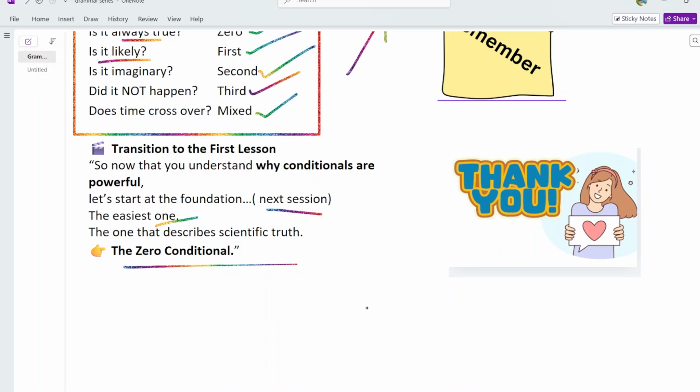As I told you, in the next lesson, we will be starting with the foundation and the simplest one that describes the facts and the scientific truth, and that is your zero conditional. So trust me once again that if you understand this, the rest of the conditionals will make your life easier. If you understand this topic, using conditionals will pretty much become really fluent. So you don't have to really worry about it. Once you go ahead and understand what we are trying to do, you will be able to use these complex sentence structures in your daily life as well.